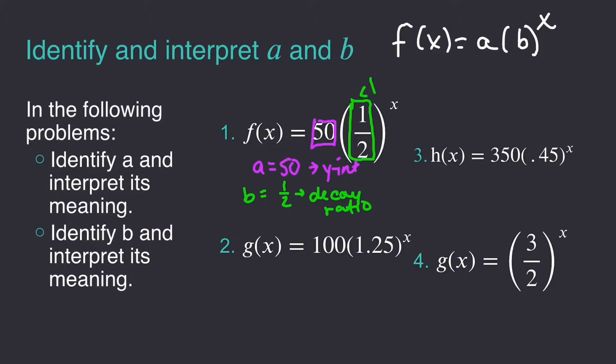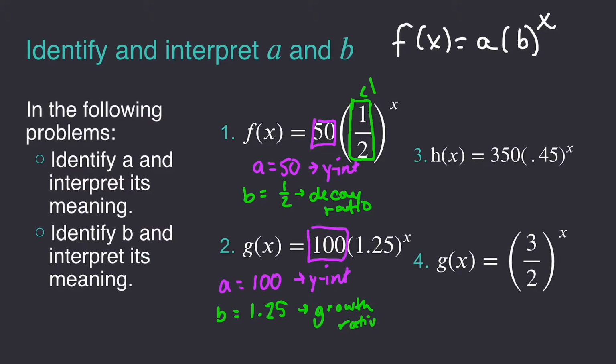All right, let's go ahead and look at number 2. Number 2, a is 100, which means our y-intercept is 100. It crosses the y-axis at 100. And our b is 1.25, which means that it's growing by 25%. So that's our exponential growth ratio.